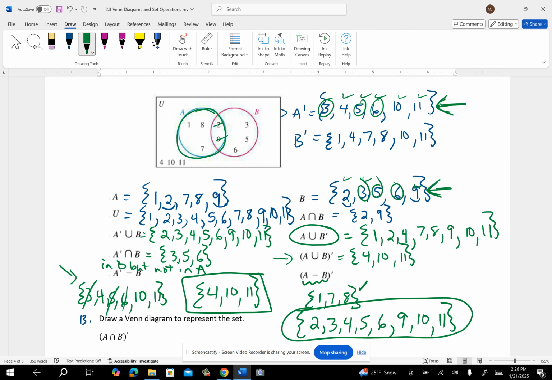So I could go to the picture once I know that the difference of A and B is just these guys here. Then I could say not that. So then I want not that, which would be all the numbers that are not in blue. So that would be those 8 numbers that are not 1, 8, or 7.